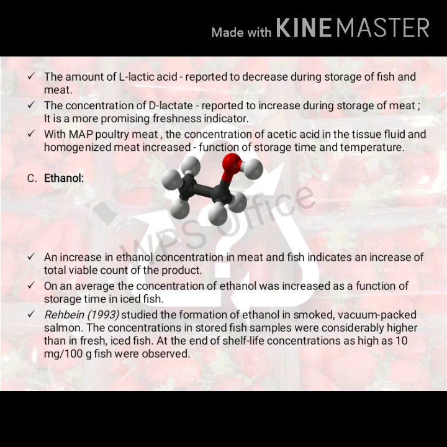Ethanol. Ethanol is another major end product of fermentative metabolism of lactic acid bacteria. An increase in ethanol concentration in meat and fish indicates an increase of total viable count of the product. On average, the concentration of ethanol increased as a function of storage time in ice fish. Raven in 1993 studied the formation of ethanol in smoked vacuum-packed salmon. The concentration in stored fish samples was considerably higher than in fresh ice fish. At the end of the shelf life, concentrations as high as 10 mg per 100 gram fish were observed.